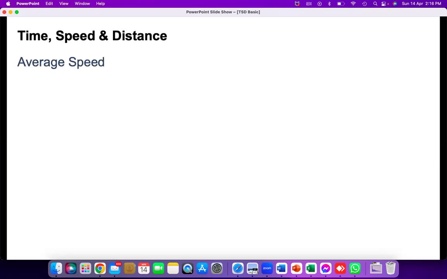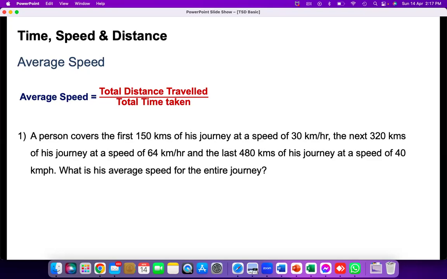Now, average speed. We'll cover the basic concepts and then we'll get into questions, with some more examples. Average speed is equal to total distance traveled divided by total time taken. Understand? Total distance traveled divided by total time taken. Now, this is a question. We need to use this concept here.